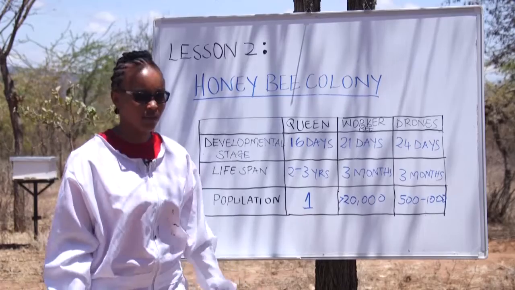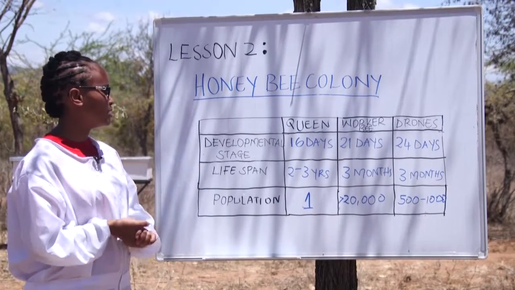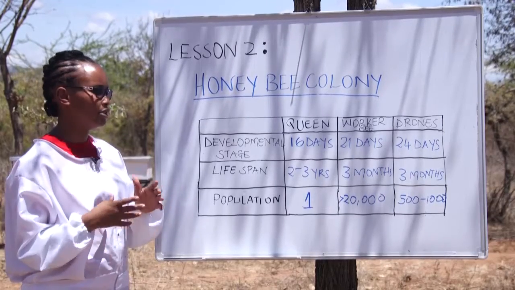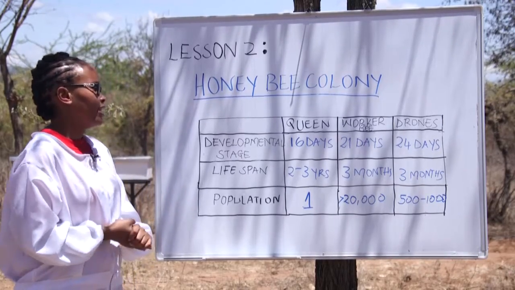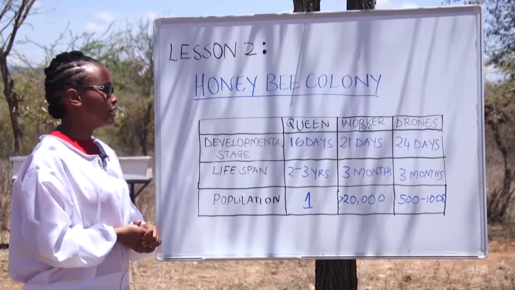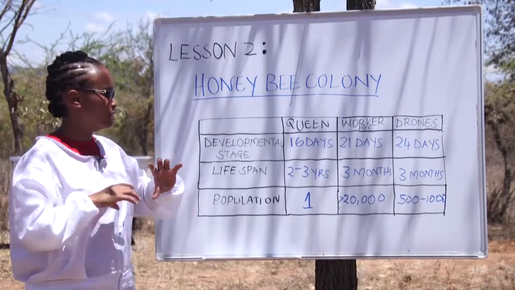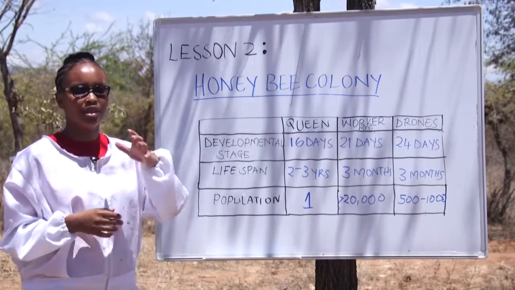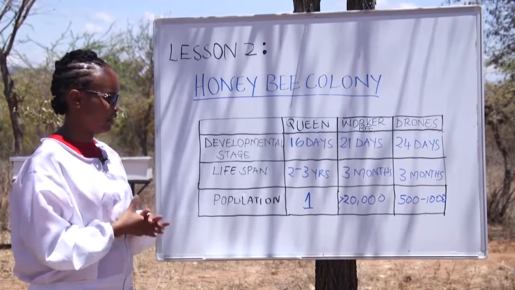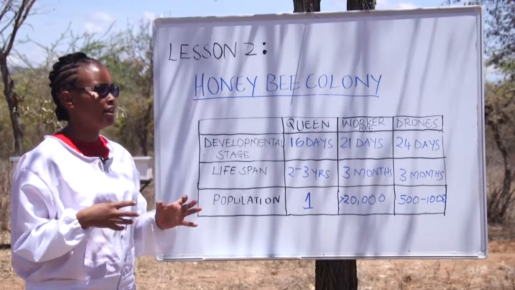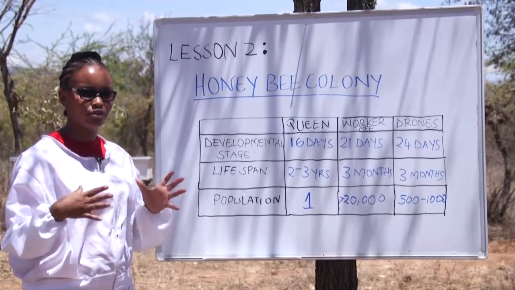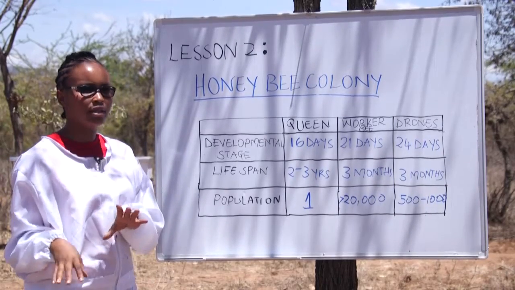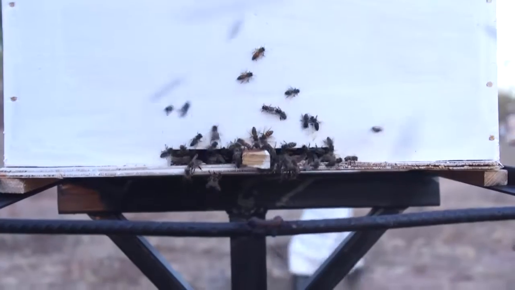The next member is called the worker bee. Worker bees' developmental stage from egg to adult is just 21 days, but their lifespan is 3 months. They make up the largest population in a colony, between 20,000 to 100,000 bees. Worker bees are every other member in the hive, and they are given different roles that help to keep the colony active.